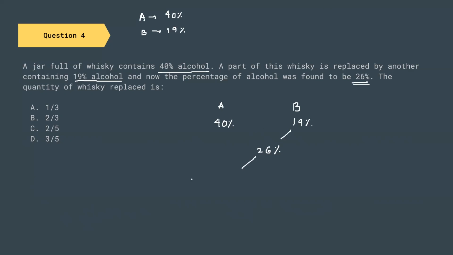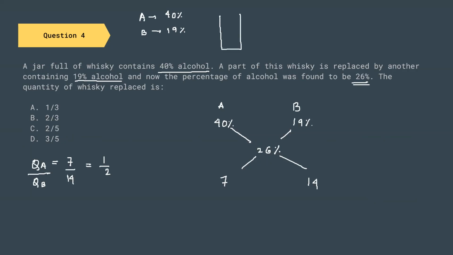So to find the ratio, I'm just going to subtract 19 from 26. That is going to give us 7. And I'm going to subtract 26 from 40. That is going to give us 14. So the quantity of A in the mixture is 7 and the quantity of B in the mixture is 14. That means it is 1 by 2. So in the final mixture, one part is quantity A and two parts are quantity B.